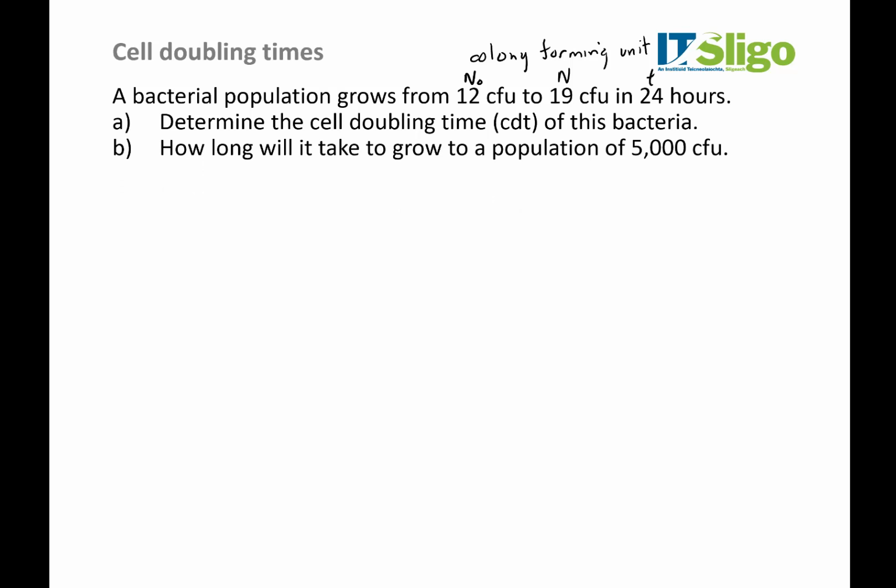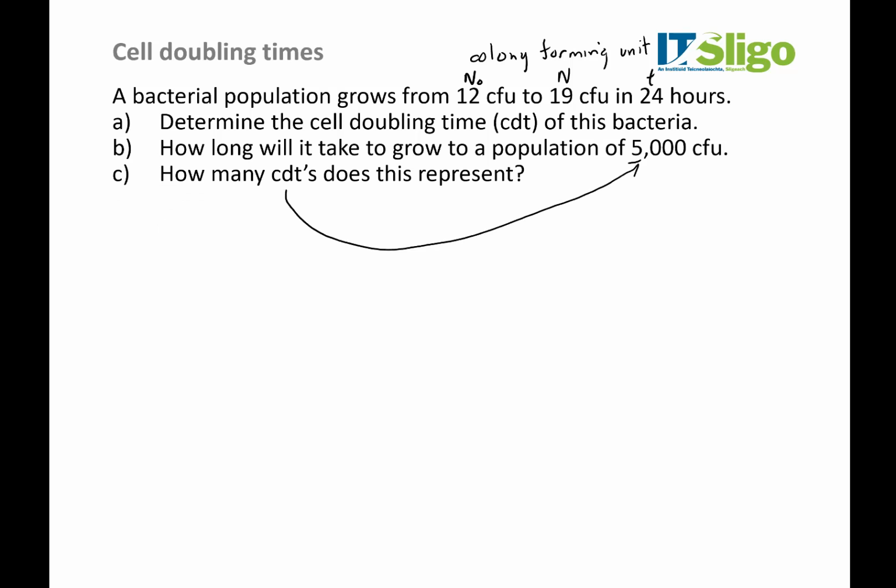And how long will it take to grow to a population of 5,000 CFU. Finally then, how many cell doubling times does this take? So how many cell doubling times does it take? Remember we just talked about how many half-lives did it get to something? In the exact same way you talk how many cell doubling times did it take to get to a particular value.